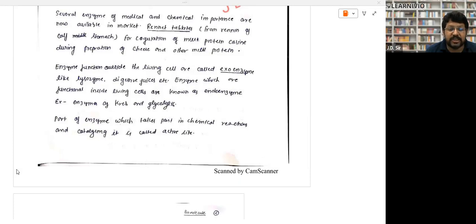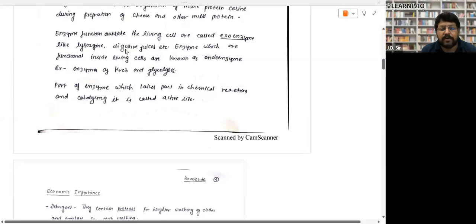Now you are eating cheese. Many of you may stop eating it, but nowadays there is a different process as well. Previously there were rennet tablets, and even still some use them. Rennet tablets are made from the renin enzyme, which is extracted from the stomach of a calf. These tablets are used for converting milk protein into casein during the preparation of cheese and other milk products.